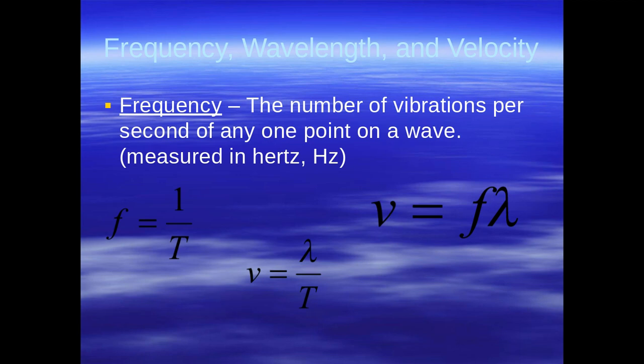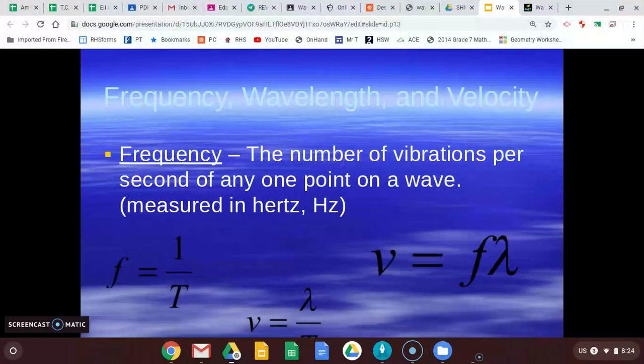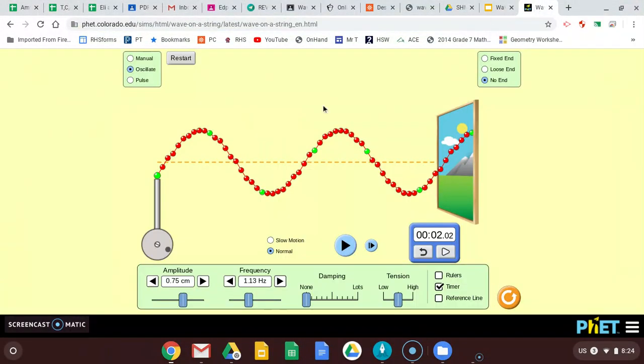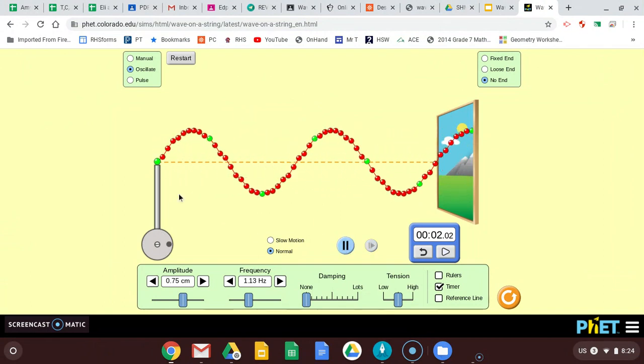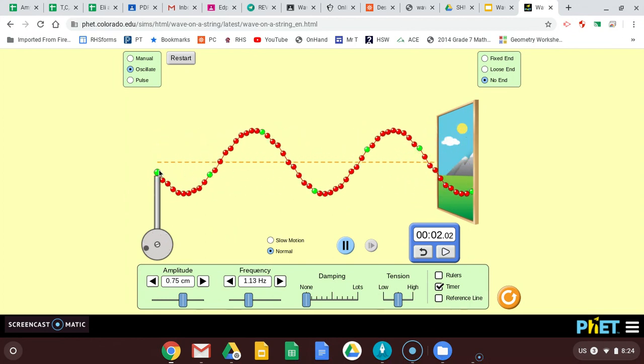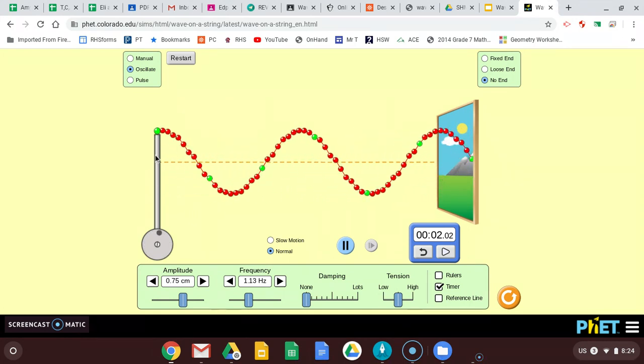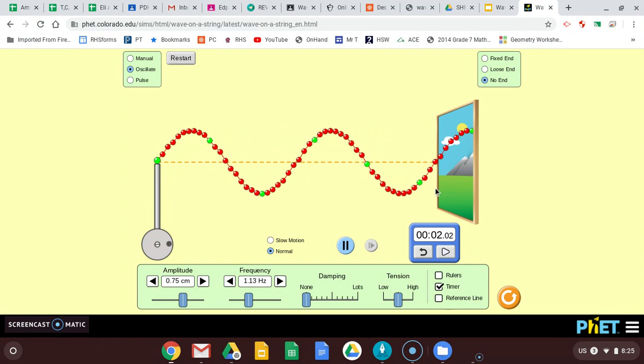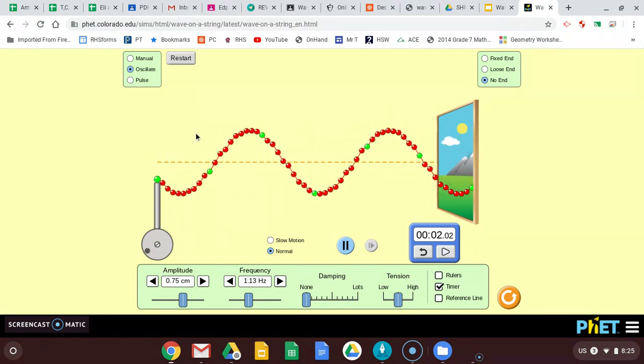That's really how long it takes a point on the wave to get from point A to point B. That's just how we define velocity at any moment, even for a car traveling to get from one point to another. So let's go back to our wave simulator. And let's say point A is where the wave is being generated, the green dot of this oscillator right here. And let's say point B is as soon as it goes out the window.